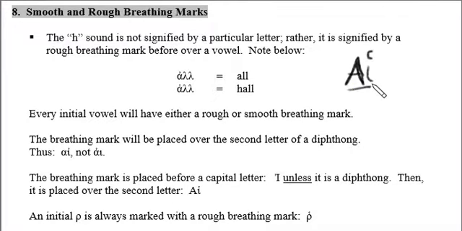"hi." All right, and then just a reminder, I know we've covered it already, but the letter rho, when it begins a word, not a sentence, but a word, is going to have a rough breathing mark. So you'll have an H sound. It would be more of a "hro" than a "rho." And that is Section 8 of Chapter 1.